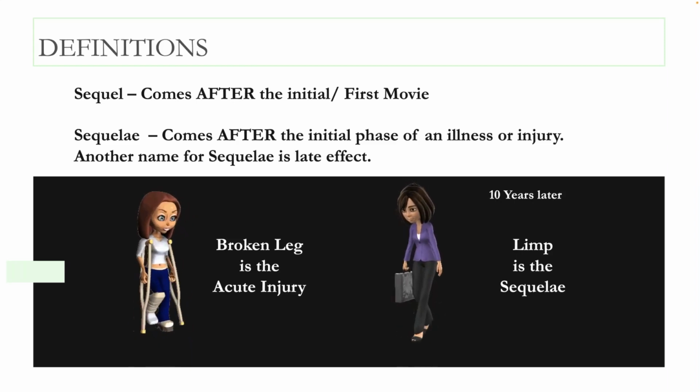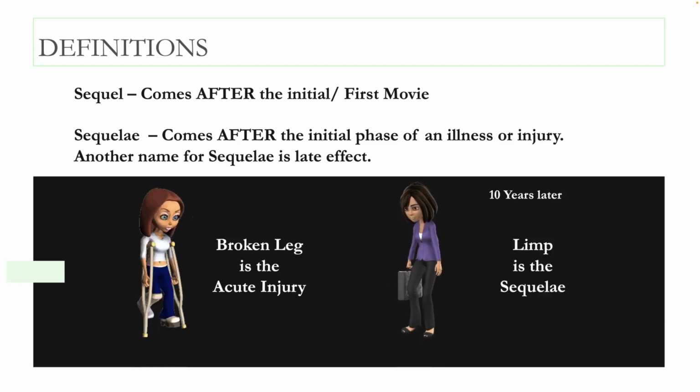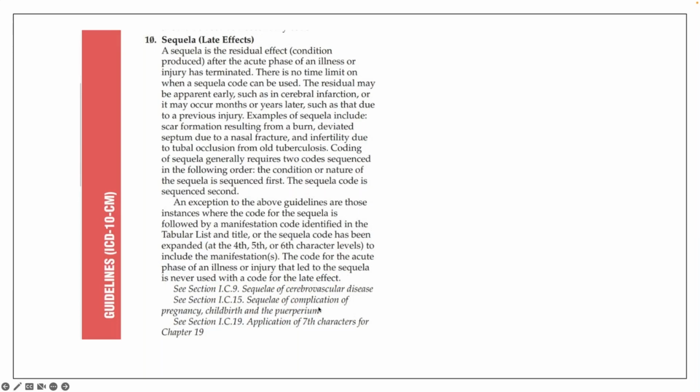Now, we're going to learn about some guidelines for sequela. And I think I understand why there is some confusion, but hopefully we'll clear it up really quickly. So I went to General Coding Guideline number 10, sequela and late effects. And they say sequela is the residual effect or the condition produced after the acute phase of an illness or injury has terminated. There is no time limit when a sequela code can be used. The residual may be apparent early, such as a cerebral infarction, or it can occur months or years later, like Julie, right? Such as that due to a previous injury. All right, so they give you some examples of sequela, such as a burn, deviated septum, infertility, etc.